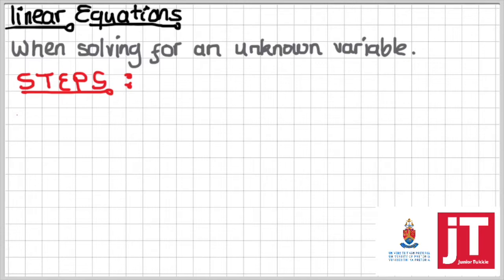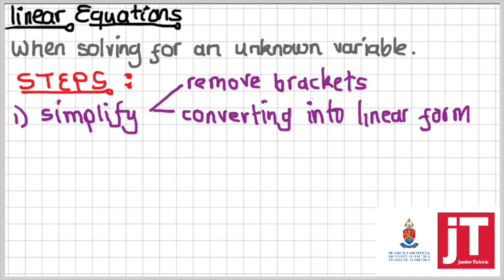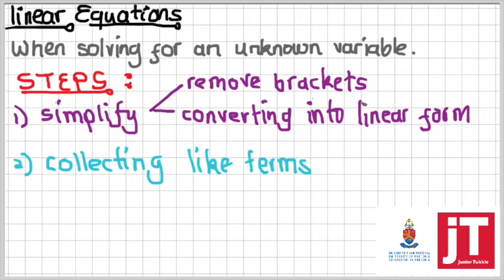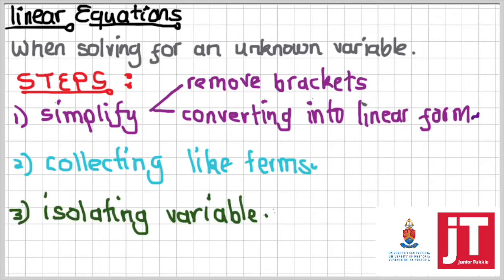Step number 1 involves simplifying the given equation. But how do we simplify it? There are two sub-steps involved. The first involves removal of brackets, followed by converting it into a linear form. Thereafter, you need to move to step number 2, which involves collection of like terms, at times called grouping of like terms. Thereafter, you move on to the third and last step, which involves isolating a variable, or at times you make that variable that you're looking for the subject of the formula.